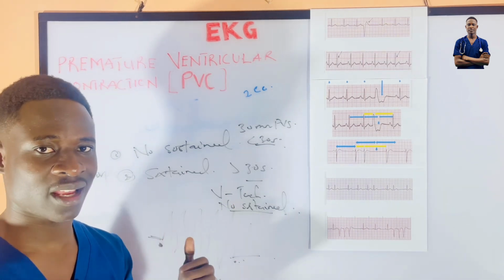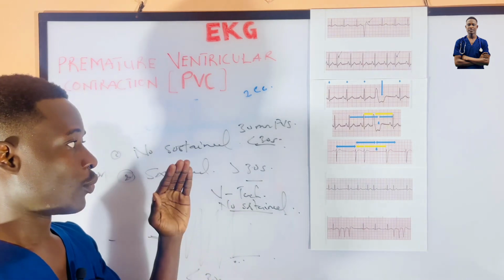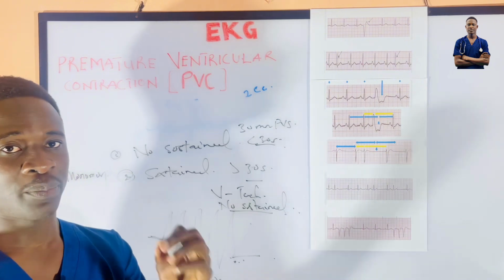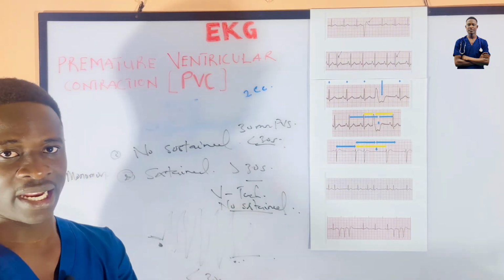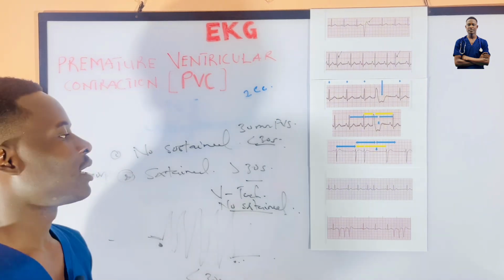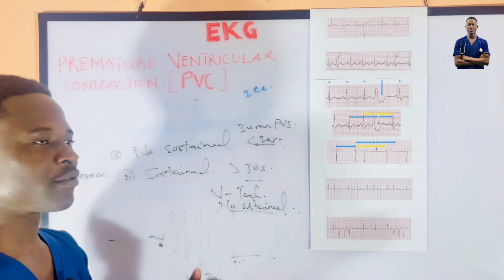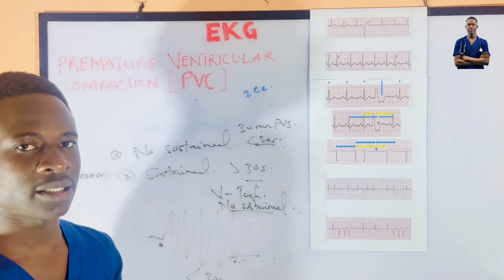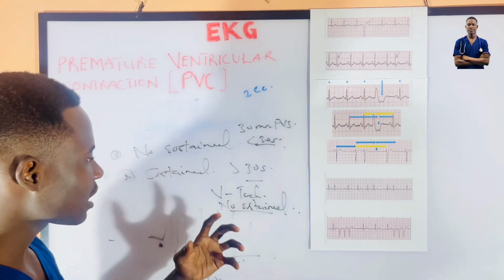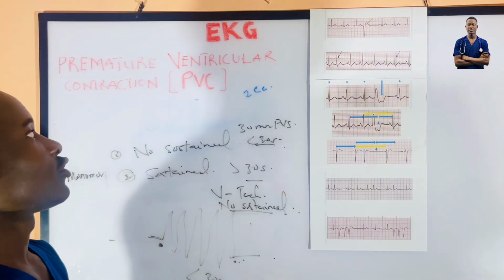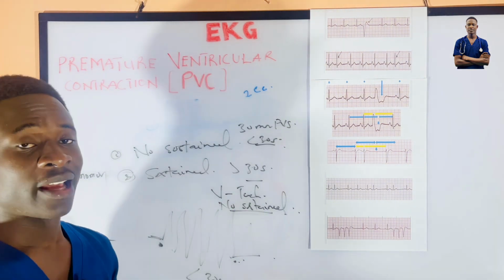You can check the video on ventricular tachycardia. When it is non-sustained, the time taken for the PVCs to end is less than 30 seconds. And when it is sustained, it is very continuous, and the time taken is more than 30 seconds. So basically, this is what the premature ventricular contraction entails.